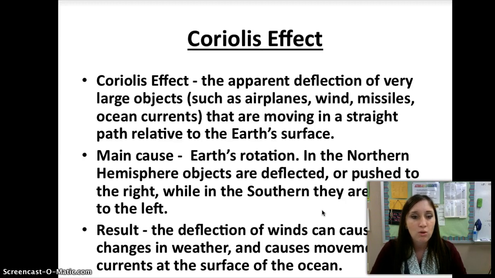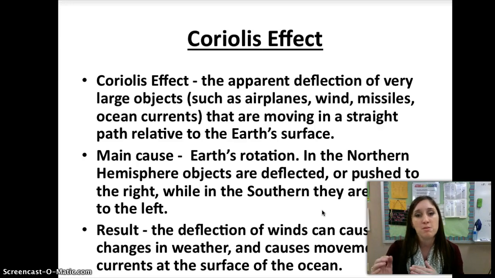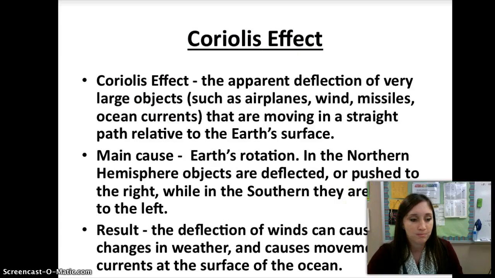In the northern hemisphere, objects are deflected or pushed to the right, while in the southern hemisphere, they're going to be pushed to the left. The result is the deflection of winds can cause changes in the weather and cause movement of the currents at the surface of the ocean. So this effect is going to cause airplanes, missiles, wind, ocean currents to be deflected either to the right in the northern hemisphere or to the left in the southern hemisphere. Okay, and that's all.